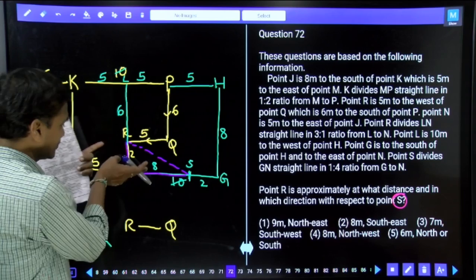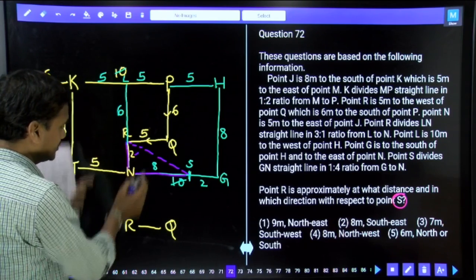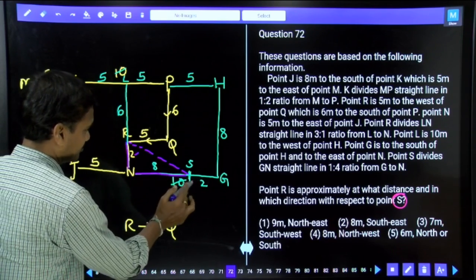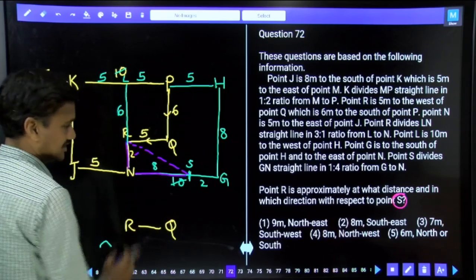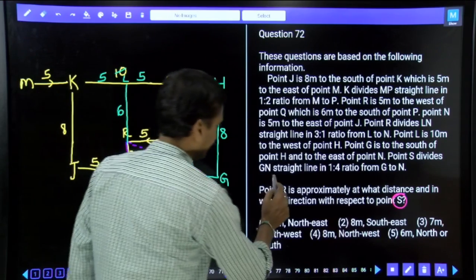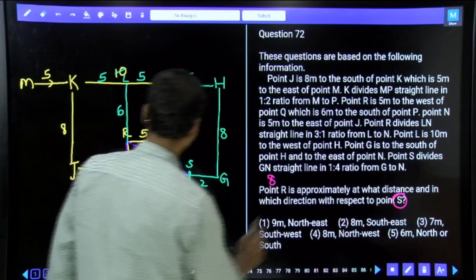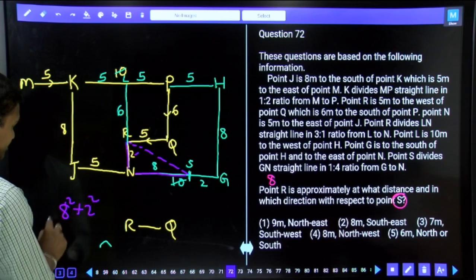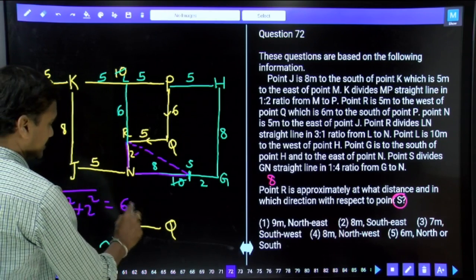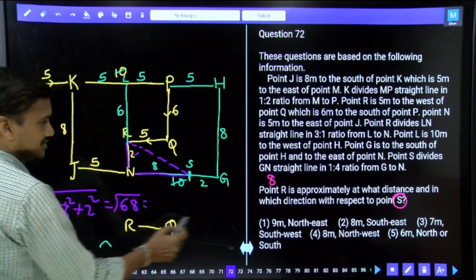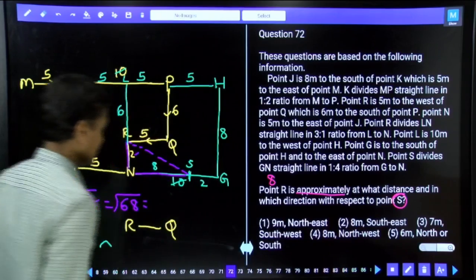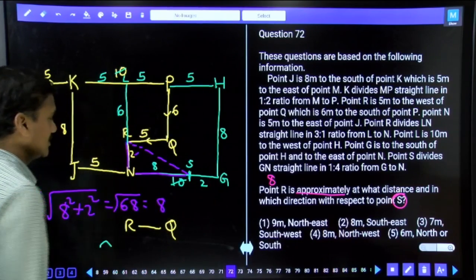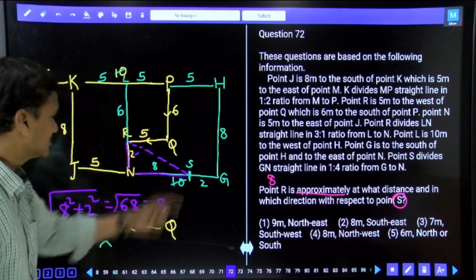Now if you find out this one, what is the vertical distance we have? R and N is 2. And N and S is how much? 8. Yes, what is the answer we have? 8 square plus 2 square. 8 square plus 2 square is nothing but 68. Now 68 is approximately, here the question is about approximately, it is equal to 8 meters only. And the distance between R and S is 8 meters.